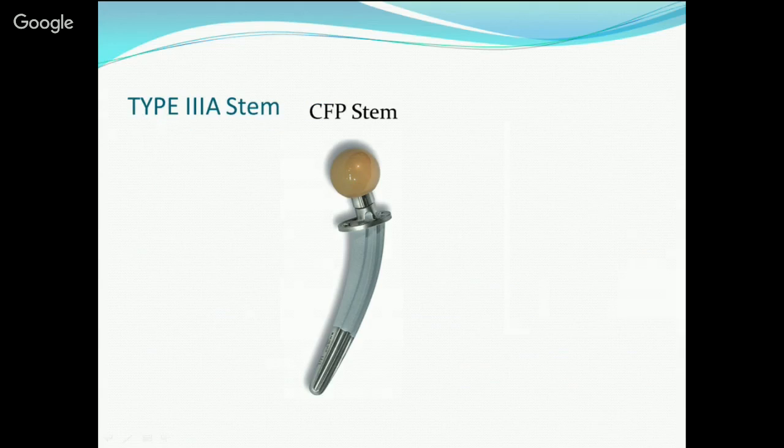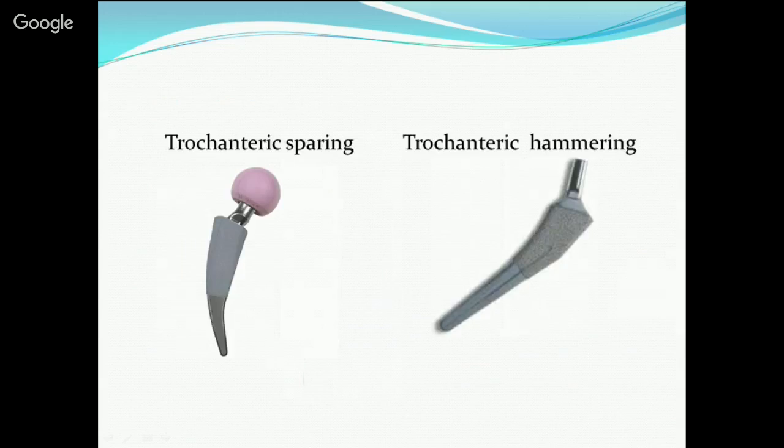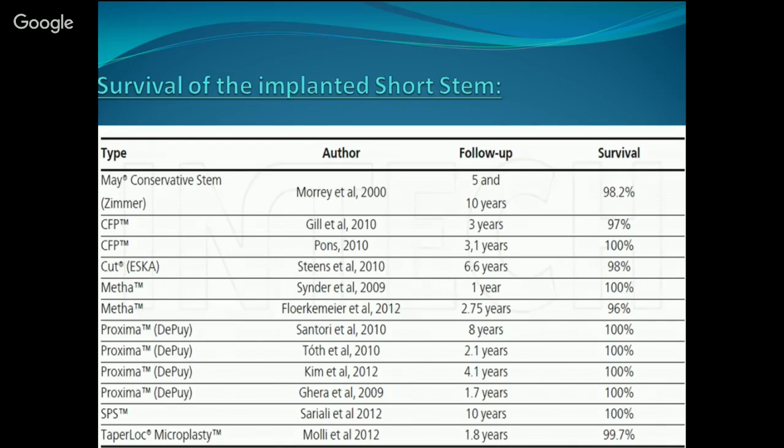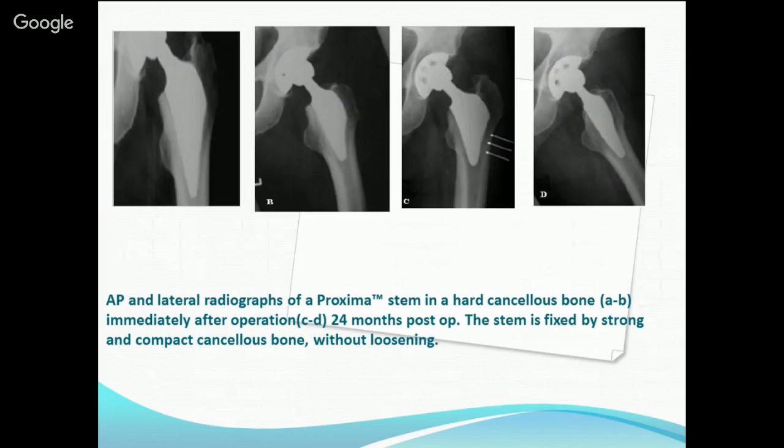This is a type 3A stem, that is a CFP stem, and this is a type 3B, that is a trochanter sparing and trochanter hammering stem. This is the follow-up. All the follow-up we have is below 5 years, and in some cases there is 100%, some cases 96%, some cases 98% survival rate. But the maximum follow-up is below 5 years. This is a picture of a hip proxima. This is a patient at follow-up at 2 years, and the implant is very stable.